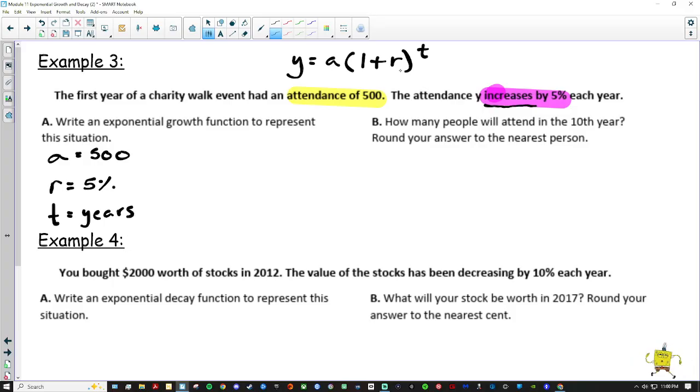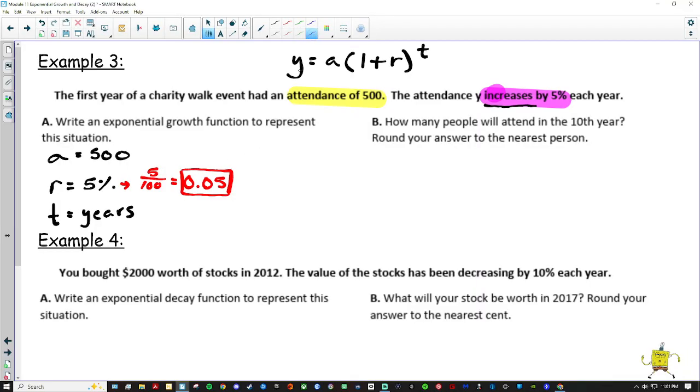Okay, that's my a, my r, and my t. T will be a variable. It'll stay here. A is ready to go, but remember, we can't plug a percentage into a math formula. This needs to be rewritten as a decimal. So I'm going to take 5, and I'm going to divide it by 100. When I divide it by 100, I get 0.05. This is what I use in my formula.